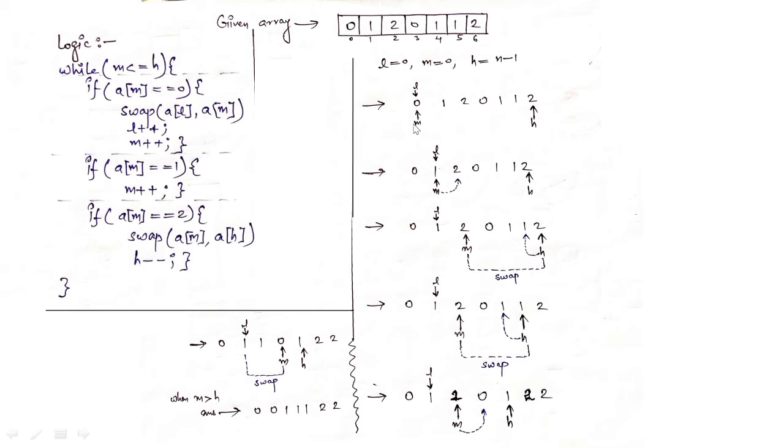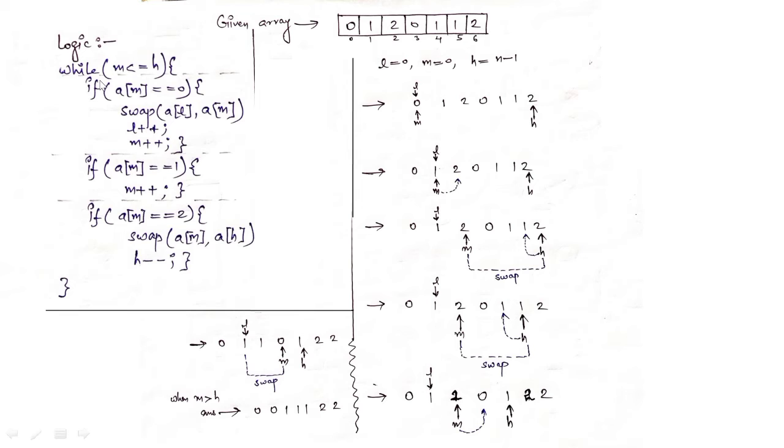Right? So L and M are pointing to this same value. Okay, so after swapping also there will be no change in the array, right? So we will just increment the value of L by 1 and the value of M by 1. After the increment, our L is pointing at index 1 and M is also pointing at index 1.